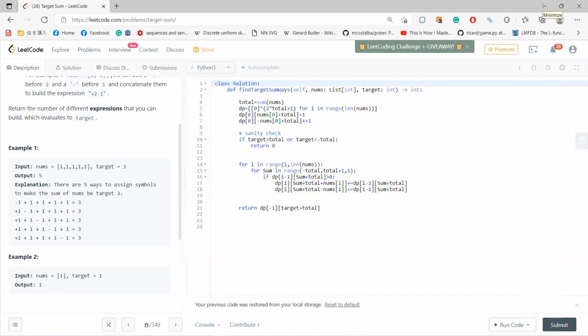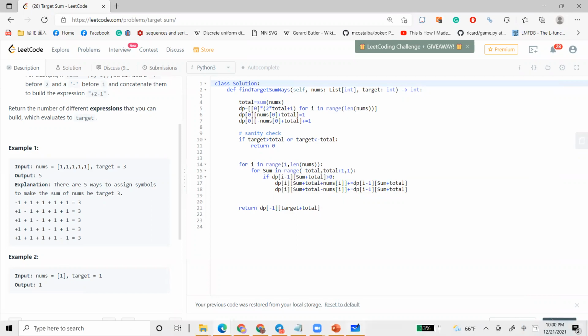Then there's a very trivial sanity check: if your target is greater than total, that means you don't have any ways to do this, because total is the largest you can get, or your target is so small that you cannot reach it. So the answer is 0.